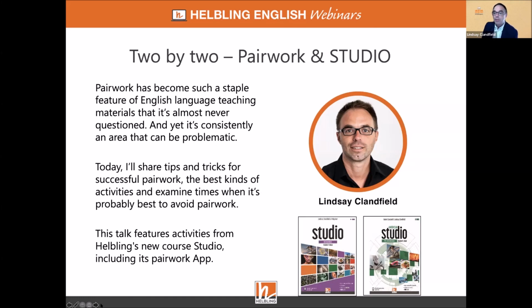And what we're going to be doing today is we're going to be looking at an aspect of language teaching. The aspect of language teaching that we're looking at today is pair work. And pair work is something that's so frequent in language teaching that it's not usually something one would think to question. It's just something that's part of what we do. And it seems almost like normal as part of teaching.